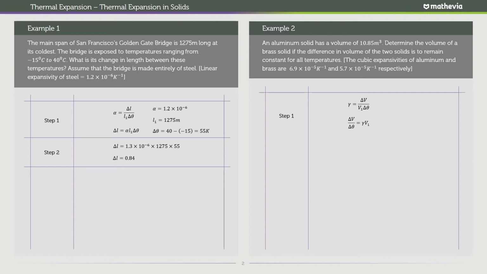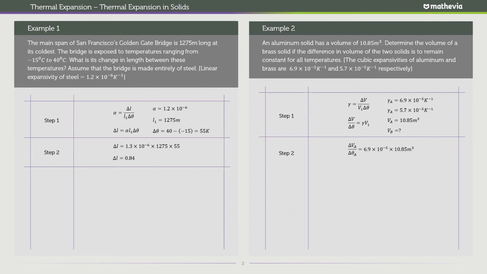So the only two varying parameters in this question are the volume of the solids, basically aluminium and brass, and their cubic expansivity. So cubic expansivity for aluminium is 6.9 times 10 to the power of minus 5 per Kelvin. Cubic expansivity for brass is 5.7 times 10 to the power of minus 5 per Kelvin. The volume of the aluminium body is 10.85 meter cubed. The volume of the brass body is what we're looking for.